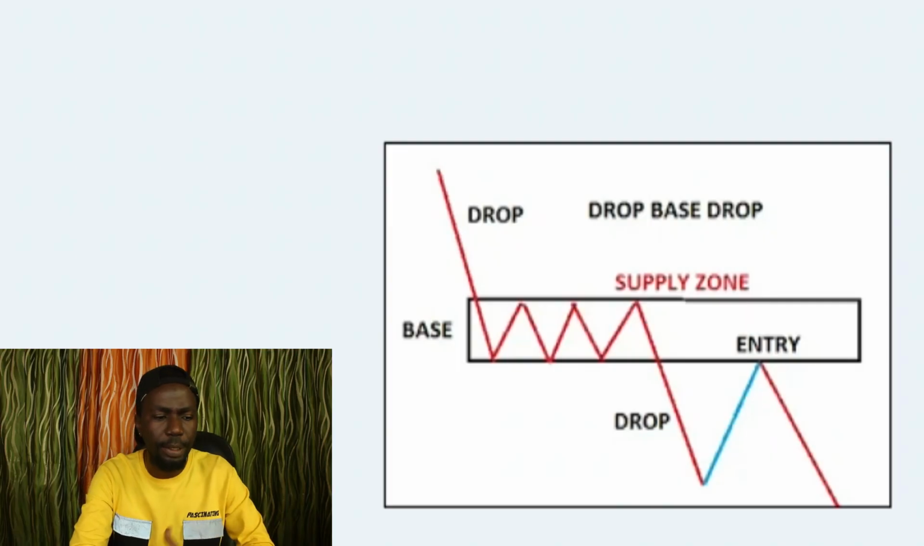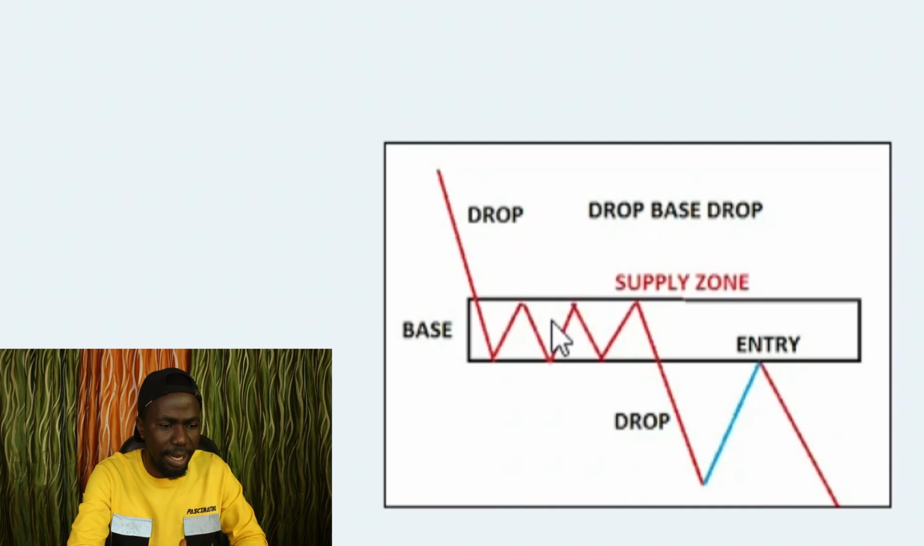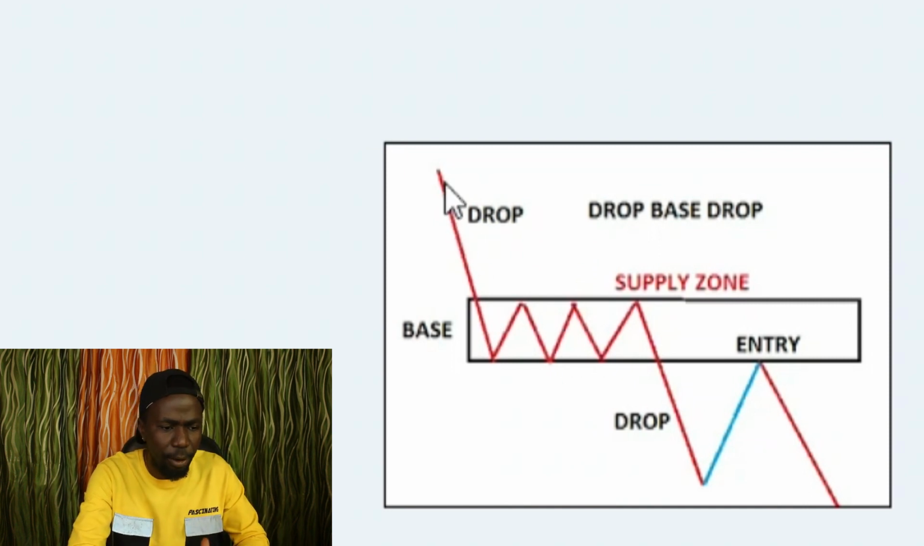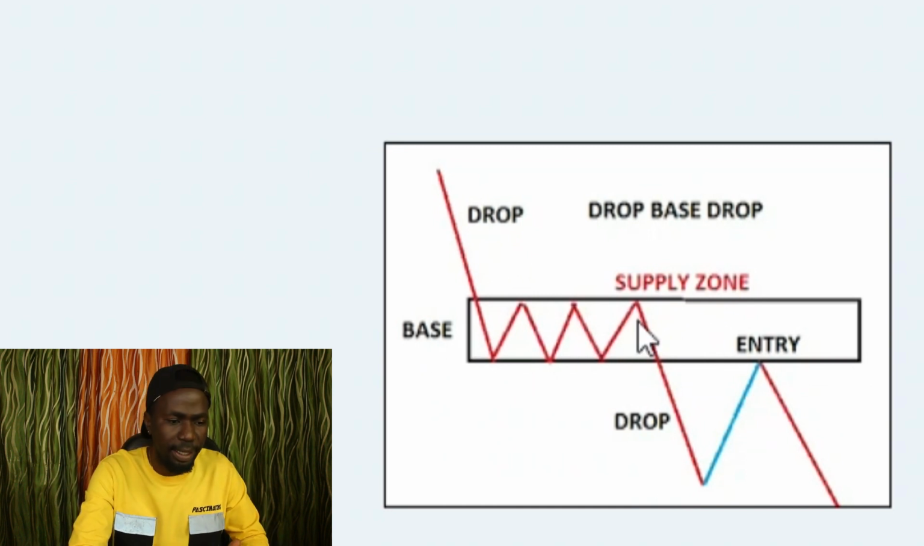So this one is what we call the drop based drop. This is clearly a down movement. When the price is clearly in a downtrend, it tends to make a range in the downtrend. That is what we have as the drop. The market is going down, dropping, and then the market got to this point and started to make a range, where we have the base. So the market starts making a range, and the buyers and the sellers start to exchange price. The buyers buy at support, the sellers sell at resistance.